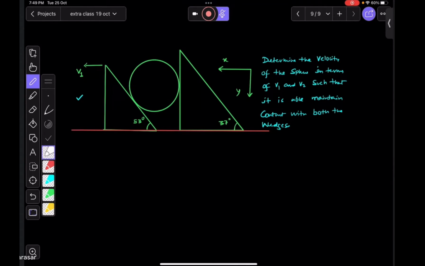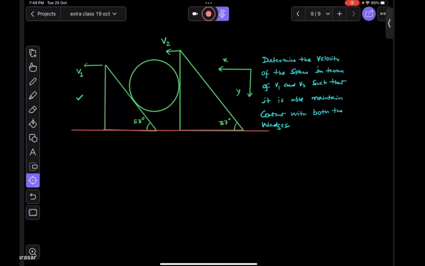What is given here, I'll just explain once. These two wedges are moving with velocity v1 and v2 at any point of time, and they have also told us in what direction we are supposed to take our y and x direction, and we have to determine the velocity of the sphere in terms of v1 and v2 so that it remains in contact with both the wedges.